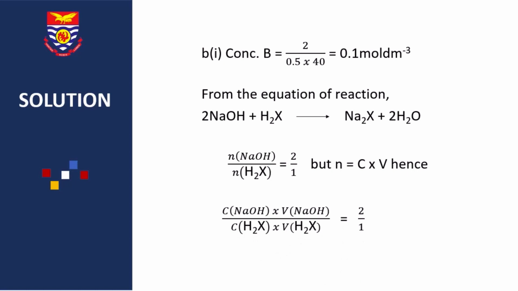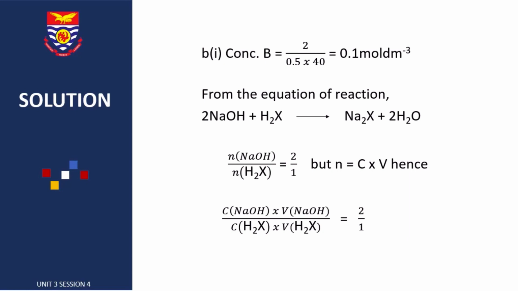In place of the n, we are going to put the formula there. So the concentration of sodium hydroxide times the volume of sodium hydroxide, over the concentration of the acid times the volume of the acid, is equal to 2/1. We have not done anything strange here. We have only substituted the formula for n in place of n.